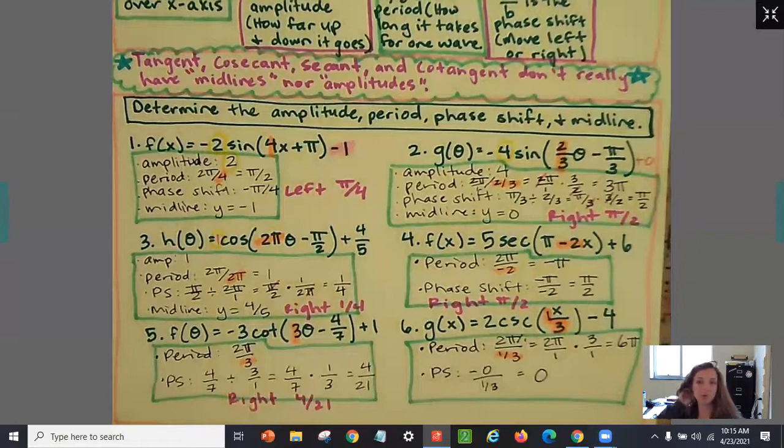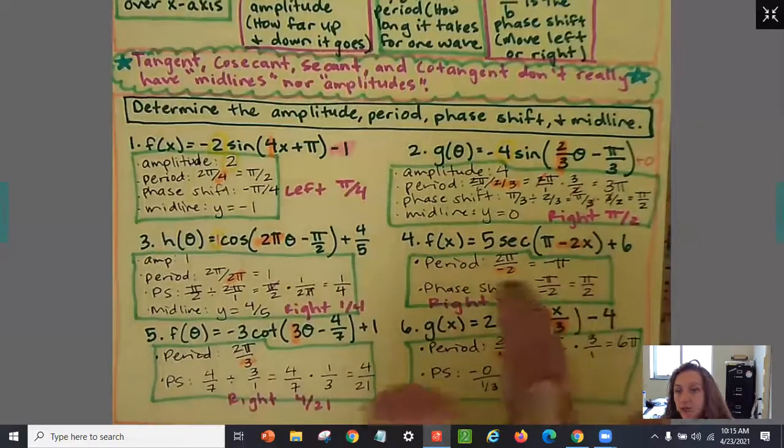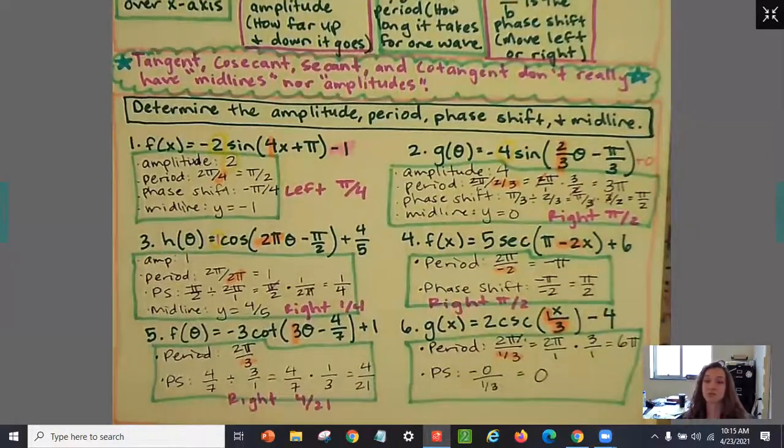But just remember that whenever you're looking at actual transformations of functions, if there's a negative inside of the parentheses, that means go right. And it's the same thing here. So negative inside, that means right. But you can just look at the phase shift value and say, is that positive or negative? Right is positive, left is negative.